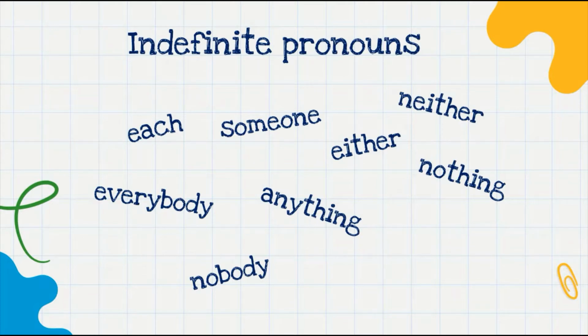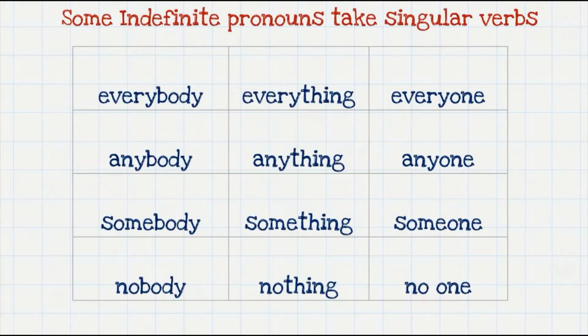But there are some pronouns that do not specifically tell us who we are talking about, such as everybody, someone, anything, either, nothing, nobody. These are indefinite pronouns. While it is easy to choose the verb according to a pronoun like he, she, or they, an indefinite pronoun makes it difficult to determine if the subject is singular or plural. As a rule, some indefinite pronouns take on a singular verb.